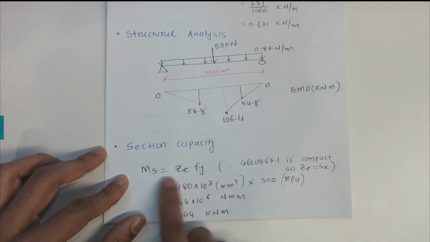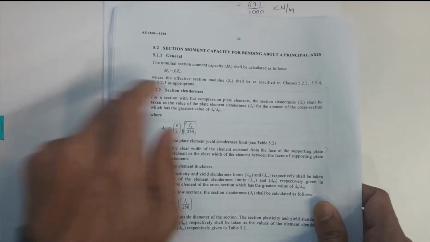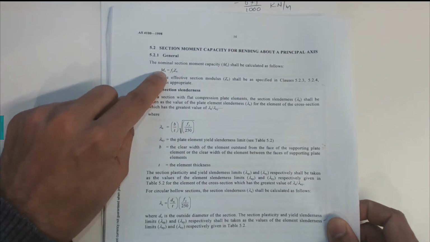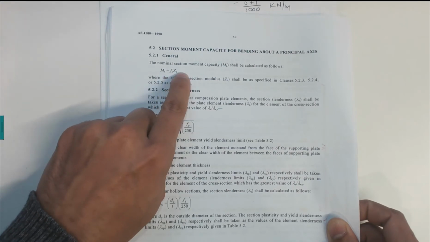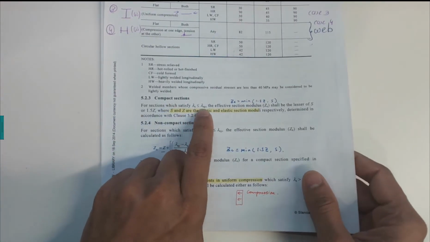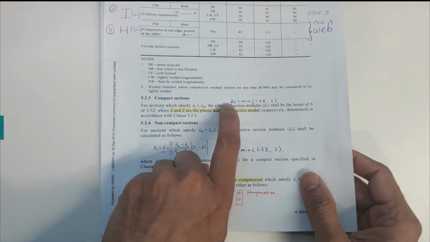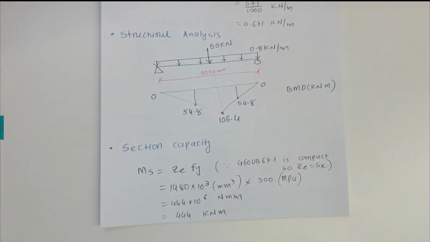Now this equation for Ze is taken from the Australian Standard. On page number 50, clause 5.2.1 gives the nominal section moment capacity, Ms equal to Fy Ze. Now to find Ze for compact sections, on page number 51 we have Ze as the minimum of 1.5 Z and S, but in the case of compact sections we have the minimum S, so that S we are going to multiply.